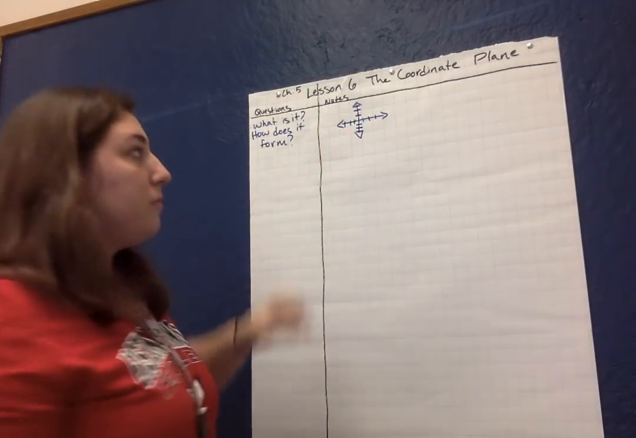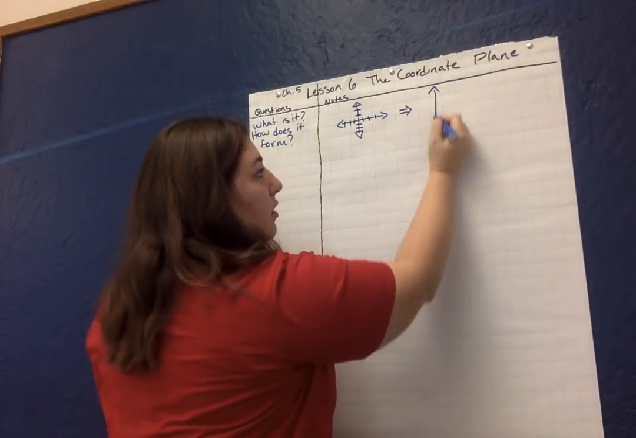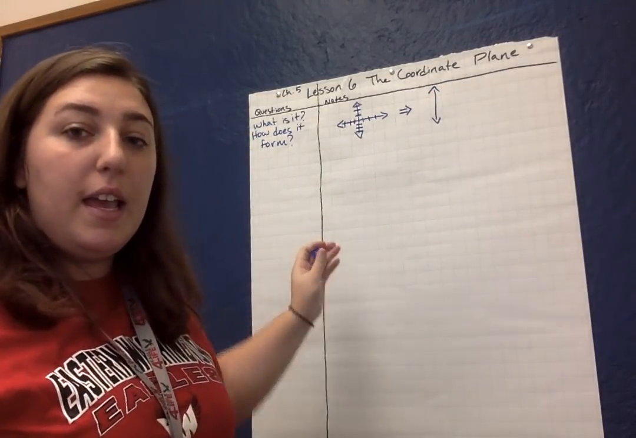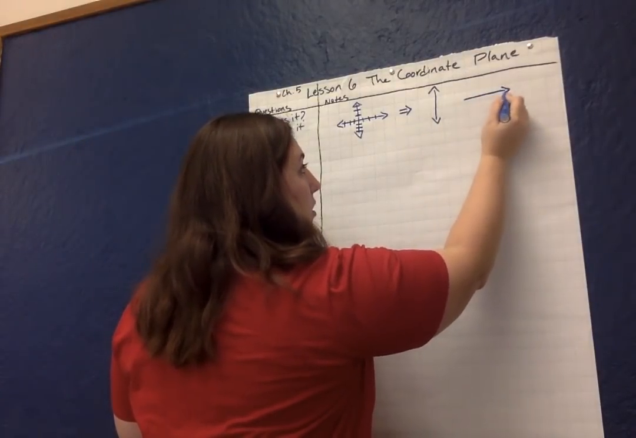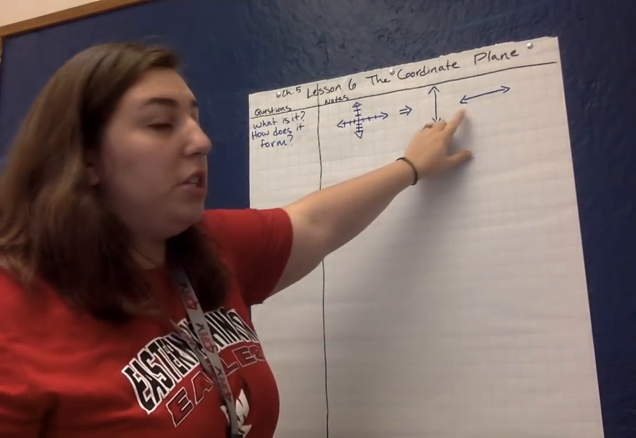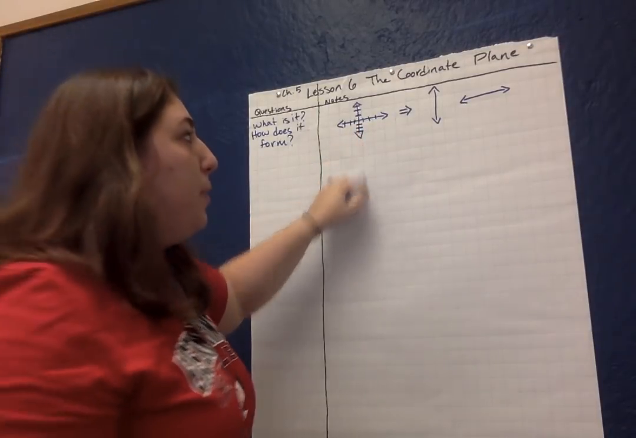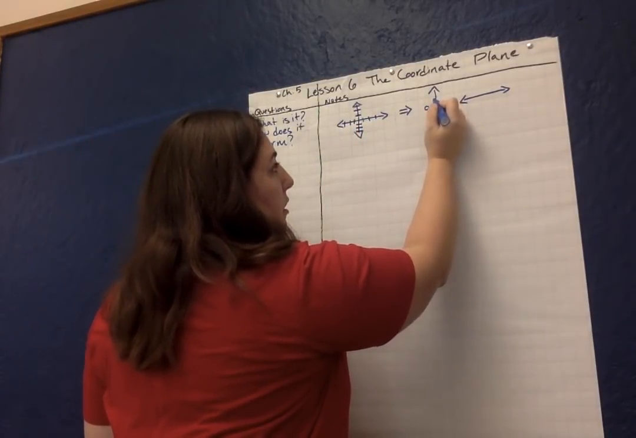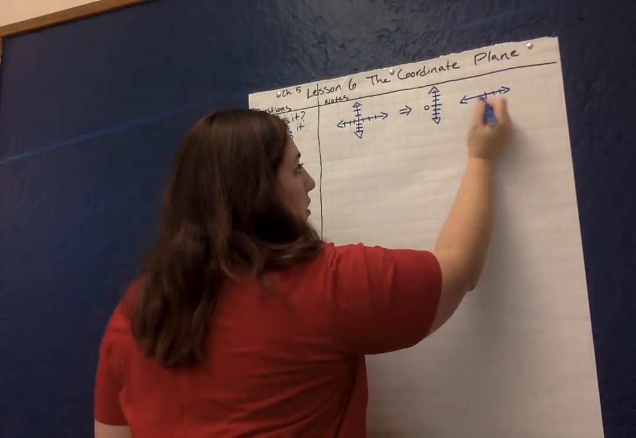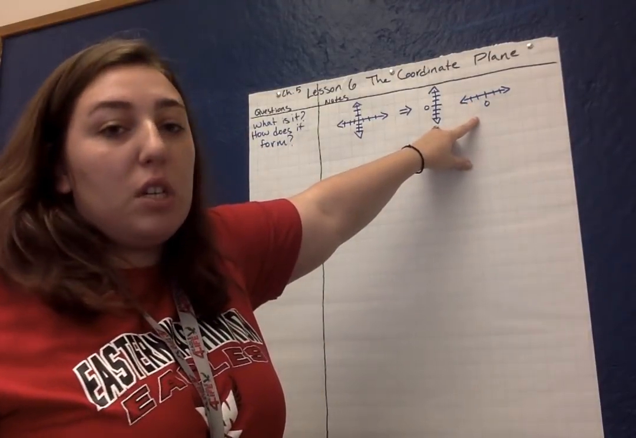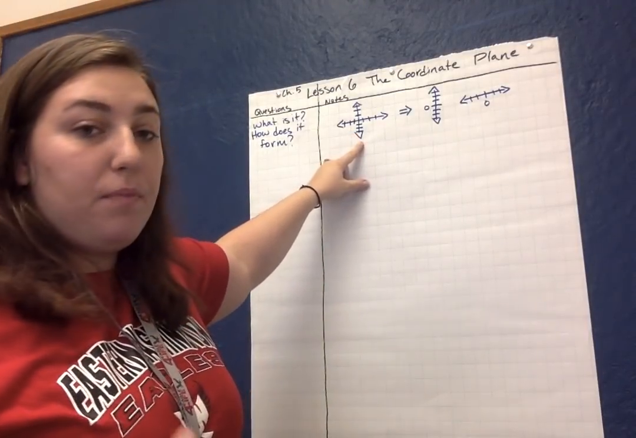How does it form? You can think of it like adding a vertical number line and a horizontal number line. Okay, so imagine we just put these two together. If we put these two together, this is what we're going to get. Coordinate plane. Here's 0. Okay, so we're going to put these two together, but we're also going to put them together at the 0. Alright, so this is what we would get. That's how it would form.